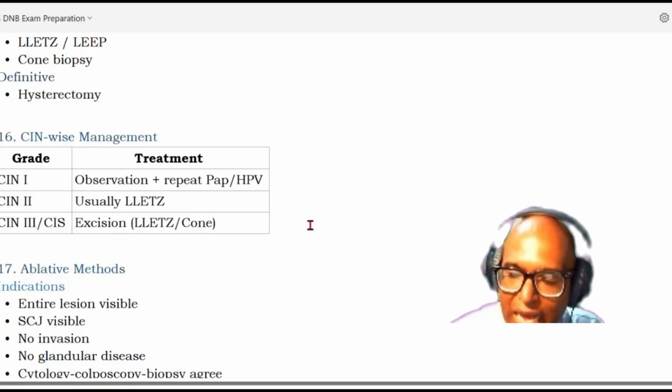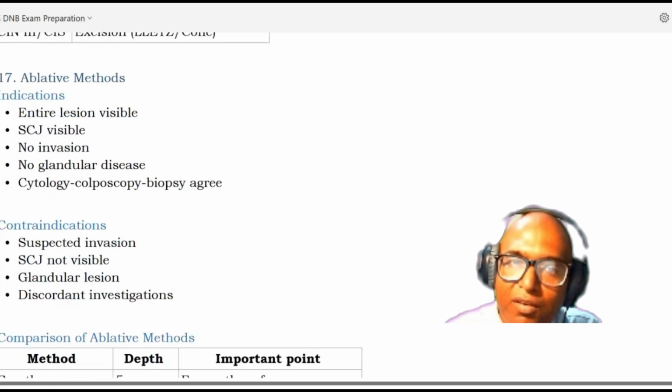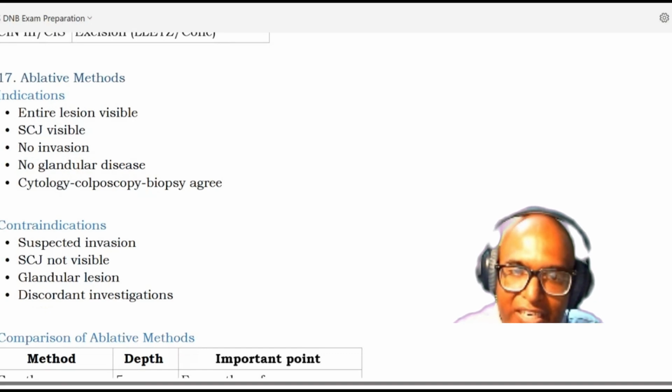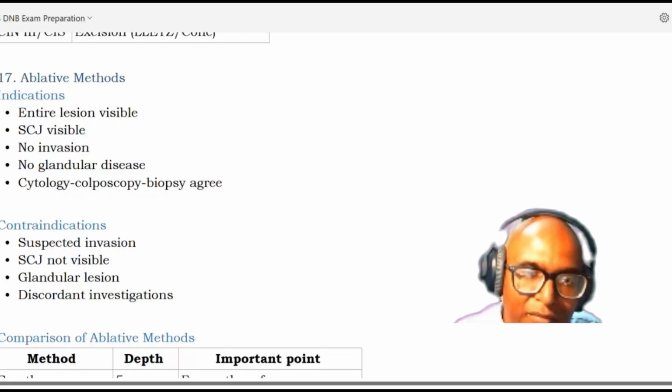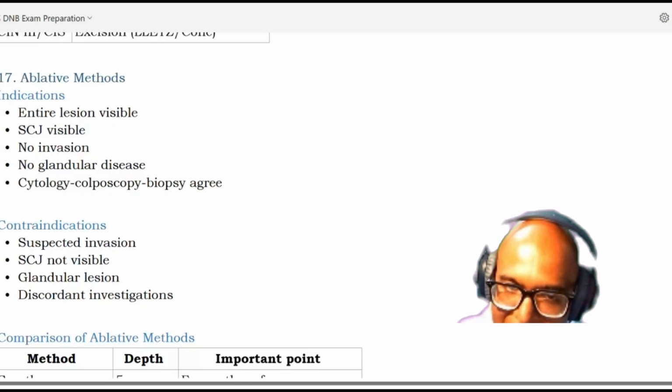Okay. Then ablative methods. For ablation to be done, there are very specific indications. Most important is that you should be able to see the entire lesion. If the lesion is not visible completely, then you cannot use the ablative method. You do not know what is the further extent inside.